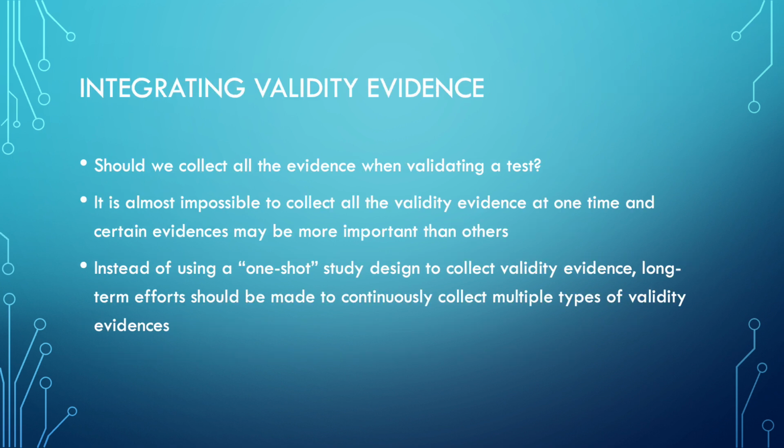We need to integrate validity evidence into our testing. However, we can't always do this at one time. One of the questions is, should we collect all the evidence when validating a test? And it's almost impossible to collect all the validity evidence at one time, and certain evidences may be more important than others. Instead of using that one-shot study design to collect validity evidence, long-term effort should be made to continuously collect multiple types of validity evidence. So remember, validity is looking at, is the test measuring what it's supposed to measure?